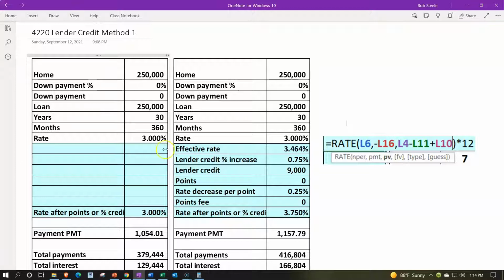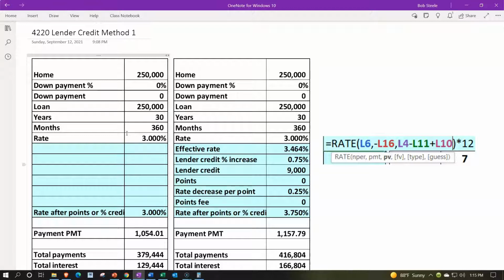So if we look at our data here, on the left-hand side we've got our starting point, which is without the lender credit, and then we'll add the lender credit. So we've got the home, we've got the loan. We didn't put anything down, so you're just looking at the loan at this point in time. A loan of $250,000, a 30-year loan. We've got the months at 360, 30 times 12. The rate we're saying is the starting rate. We're going to start at 3%.